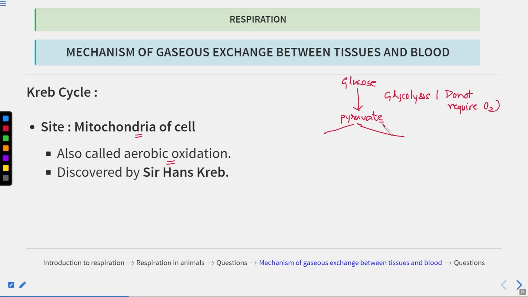So first pyruvate is formed. Okay, 2 molecules of pyruvate will be formed. Pyruvate is a 3-carbon compound, glucose is a 6-carbon compound. And then now it can either go for complete oxidation, which takes place during the aerobic respiration, or it can go for fermentation, which is known as the incomplete oxidation.